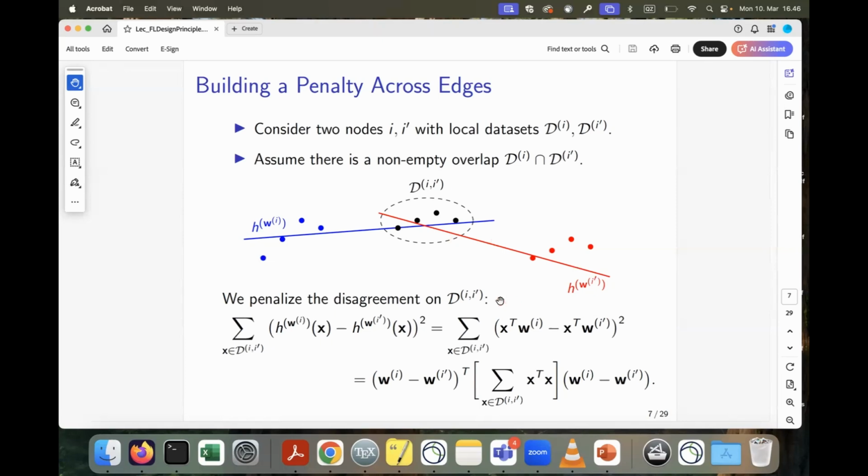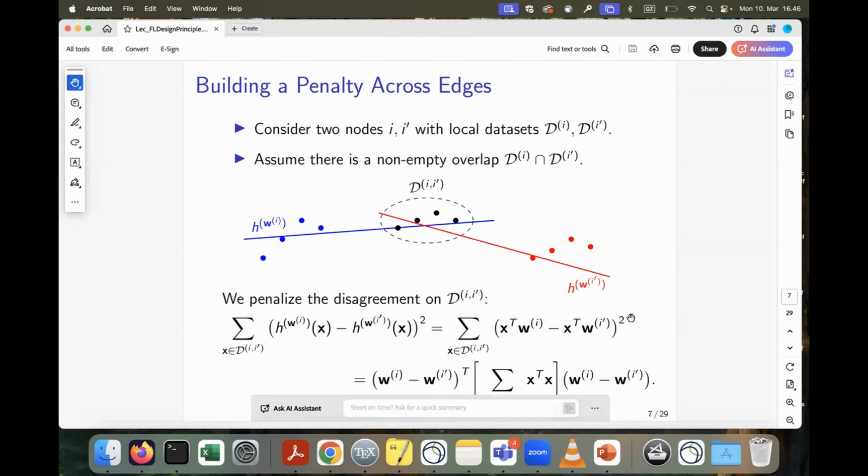Okay. But this is already a very detailed discussion. So let me now move on and point out that when you work this out for this simple case, this disagreement measure, and let's say we use linear models at each of these two devices or nodes, when we insert the formula for the linear model, we get the following expression for the disagreement.